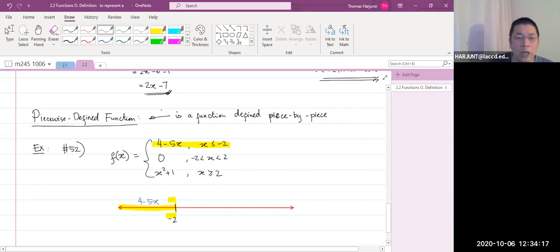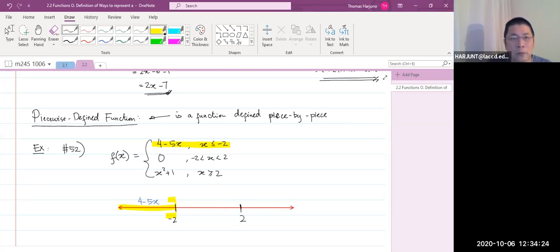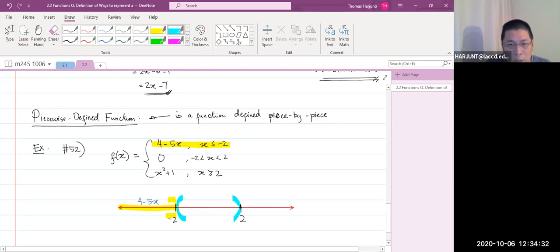Now between -2 and +2, not including the endpoints in this case, we use this function. And then greater than or equal to 2, we will use this function.